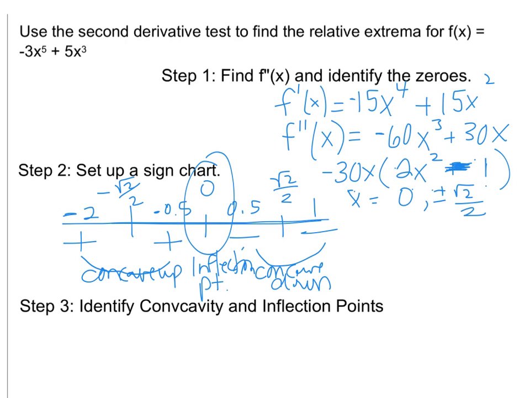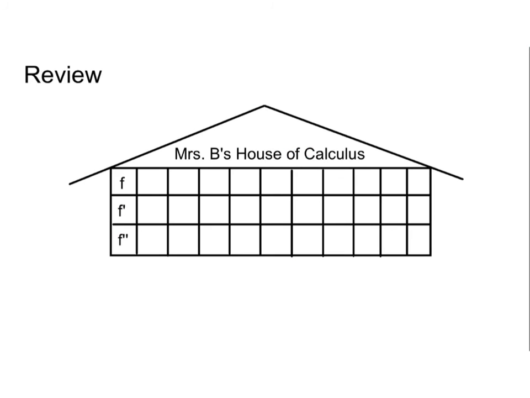All right, one more thing. Let's remind ourselves of the house of calculus. Okay, so we always start with the function: plus, minus, increasing, decreasing, concave up, concave down. All right, then we move over and do the same thing: plus, minus, increasing, decreasing, concave up, concave down. Move over to plus, minus, increasing, decreasing, concave up, concave down.